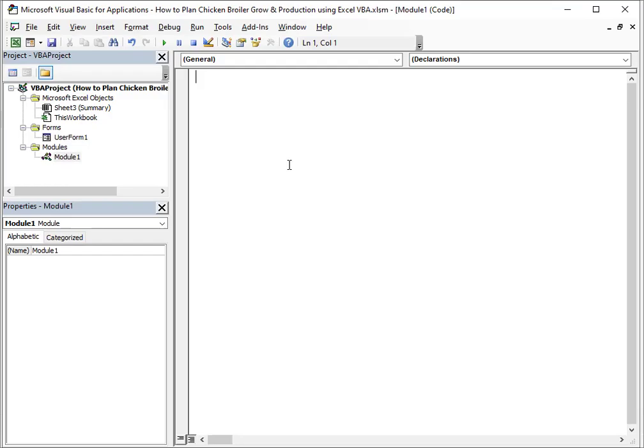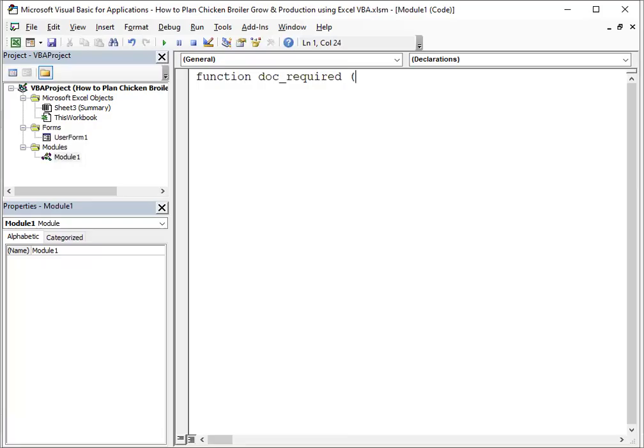So to start, I'm also going to create the macro for the user form, rather the macro for calculating the parameters. Okay, but first I'm going to start with the function. So the function, which is the DOC, the day-old chicks, underline requirement.